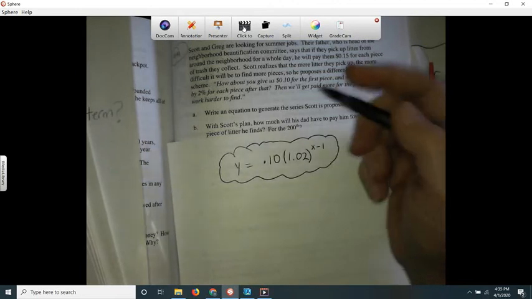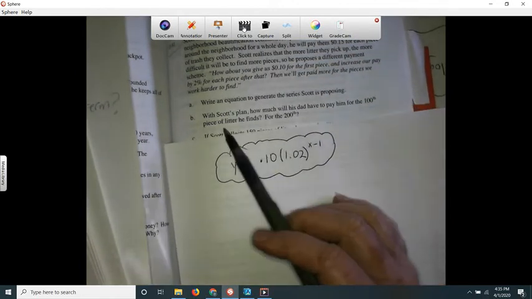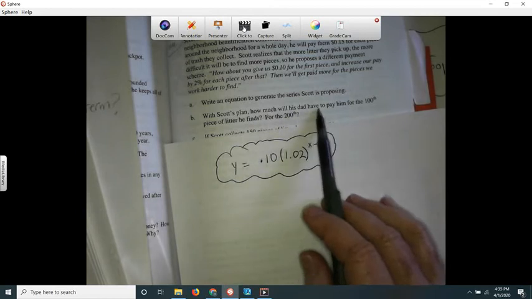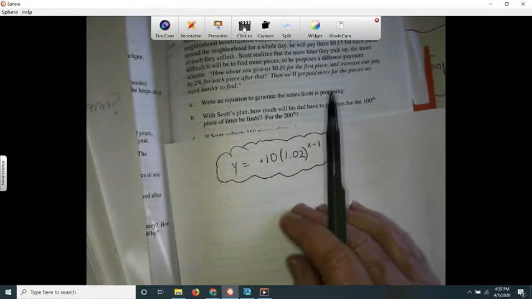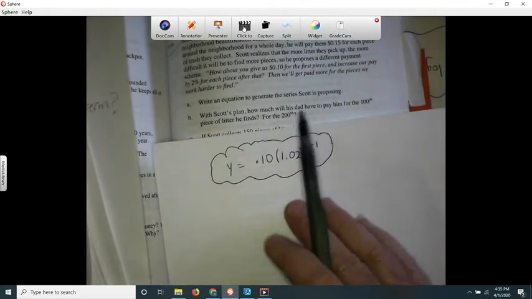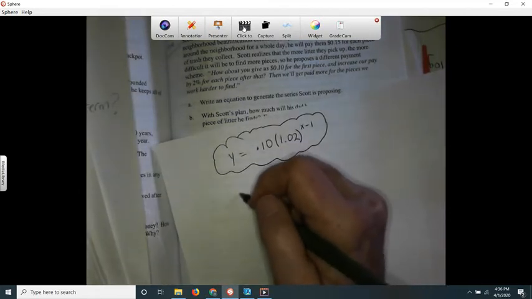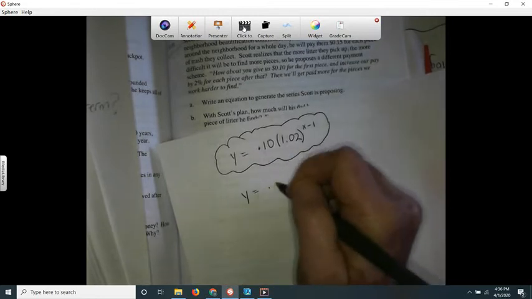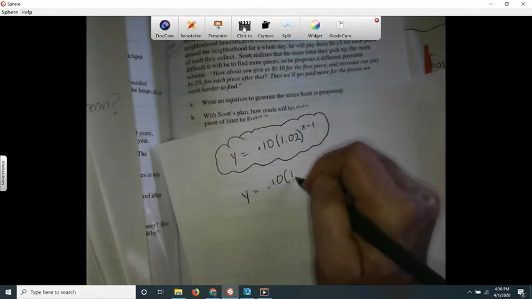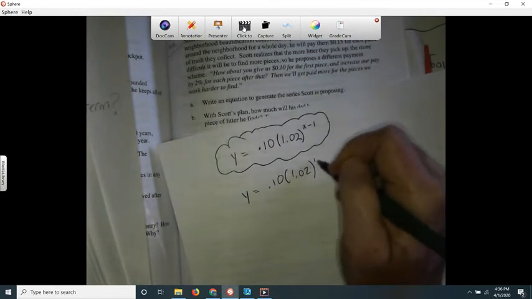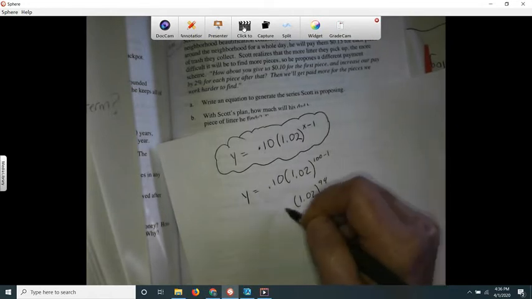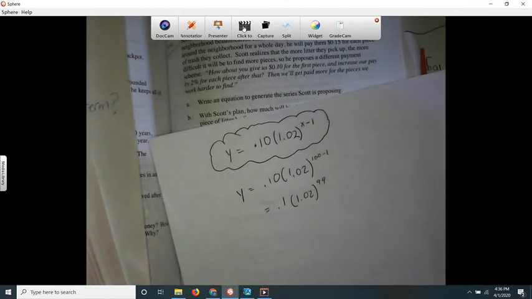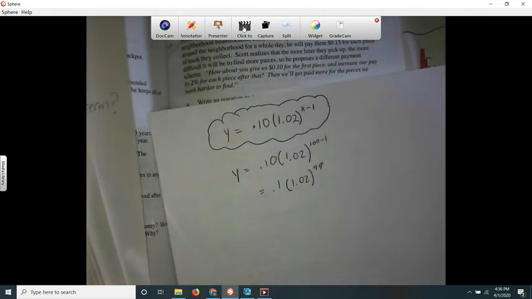And so I'm going to try to go quickly through this because I'm running out of time. But how much will his dad pay him for the 100th piece or the 200th piece? So for the 100th piece, well, I guess I'll just go y equals 0.10 times 1.02 to the 100th minus 1. So that's to the 99th, right? And then you can just put that in your calculator.